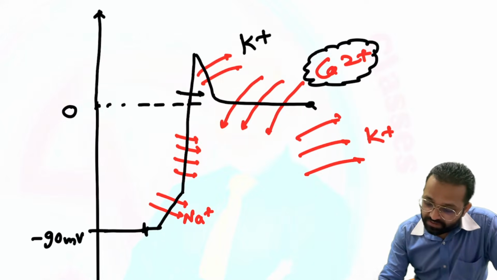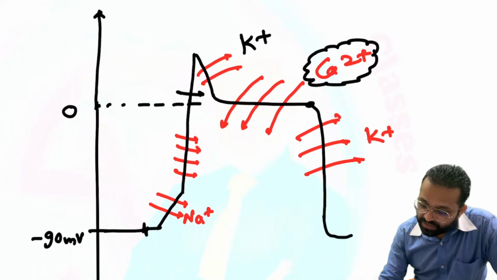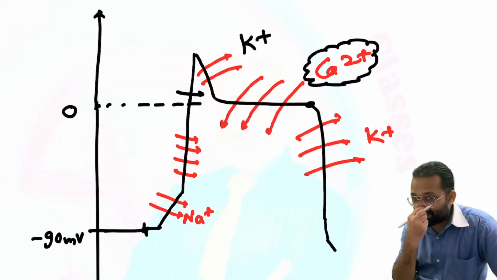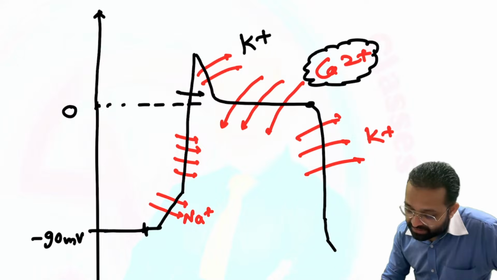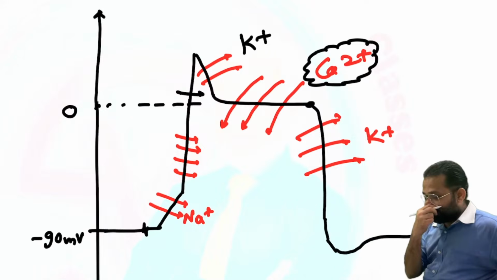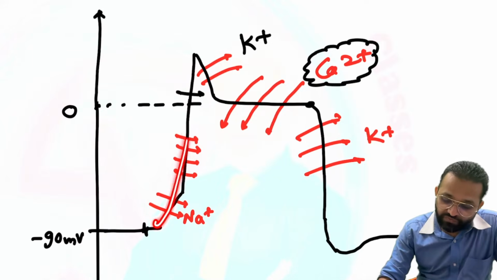So now what is happening? The curve is coming down and excessive potassium is going out. That's why there is the hyperpolarization down to minus 90 millivolt. And then again, it is balancing with the sodium potassium ATPase, so it is coming to the normal position. Are you getting? Complete. So this is our zero phase.